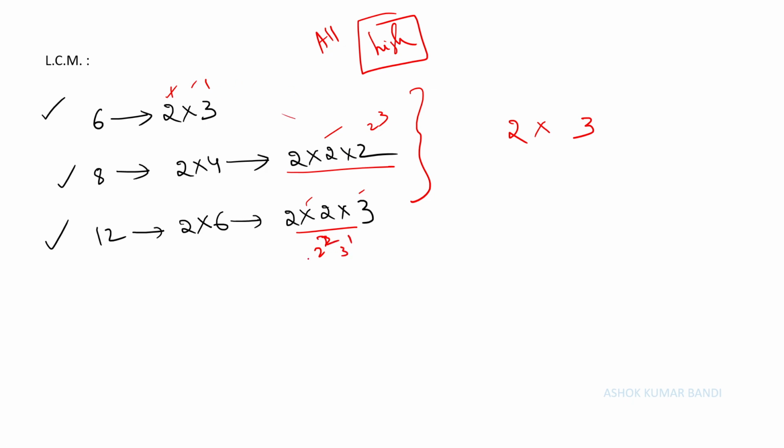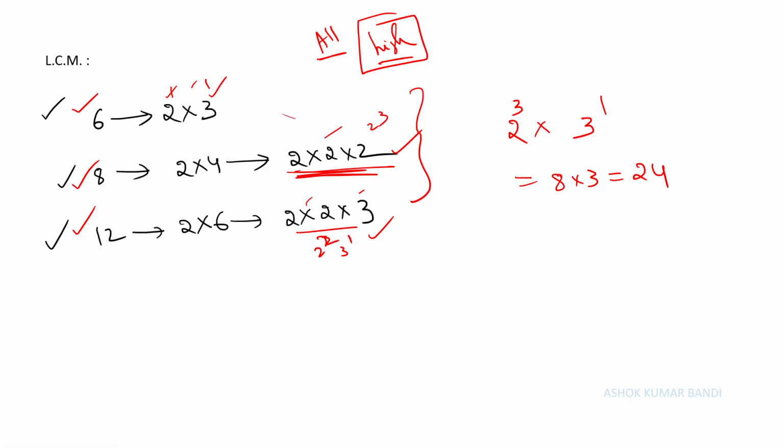So out of all the three, what is the highest power of 2? 3. That is 2 cube. Then what is the highest power of 3? Here 3 power 1, 3 power 0 and 3 power 1. So again 3 power 1. Write all the numbers with their highest powers. Now multiply these two: 8 into 3. This is going to give you your LCM. What I'm writing: write each and every number as a multiple of prime numbers.